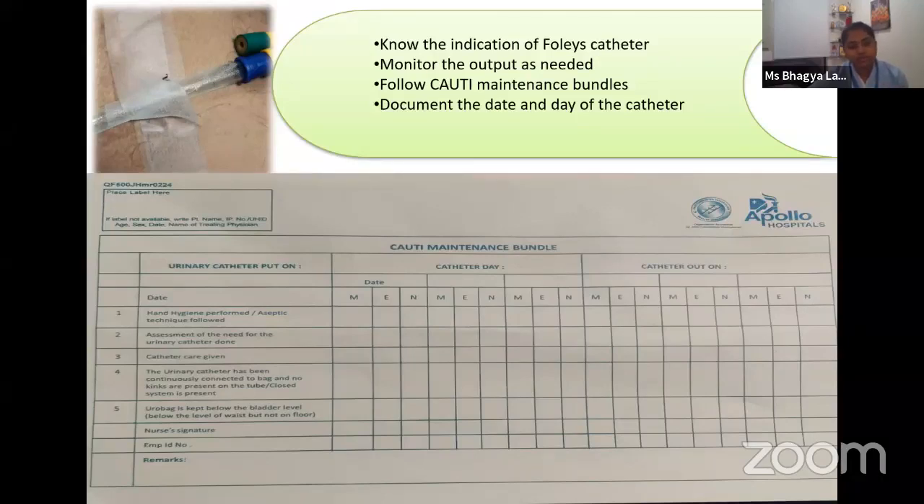Then the urobag is to be kept below the bladder level. As we all know, the bag cannot be kept near the patient's waist level. It should be below the bladder level so that urine output can be easily collected into the bag. Next slide.